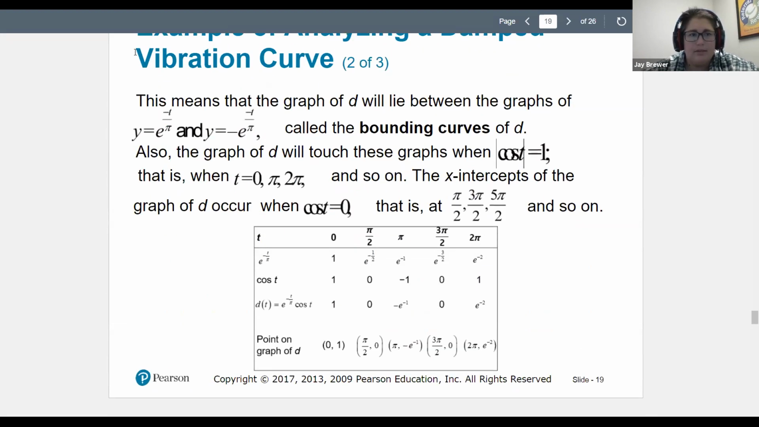All right, this means that the graph of D will lie between the graphs of y equals e to the negative t over pi and y equals negative e to the negative t over pi. We call these bounding curves of D. Also, the graph of D will touch these graphs when the absolute value of the cosine of t is equal to 1. So that's going to be at t equals 0, pi, and 2 pi. And they also break down the x-intercepts.